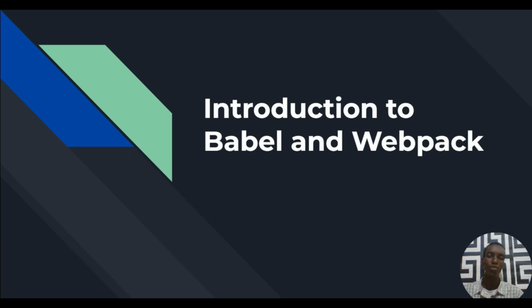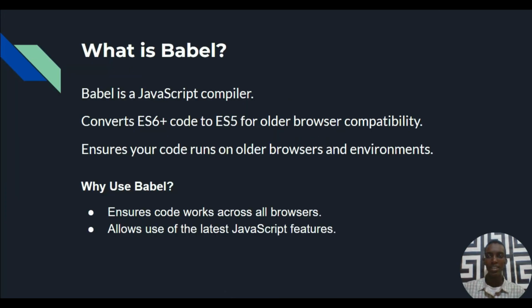Today we'll be looking into Babel and Webpack in JavaScript. Now what's Babel? We say Babel is a JavaScript compiler. What does it do? It converts ES6+ code, like ES6, 7, 8 and so on, to ES5, for older browser compatibility.